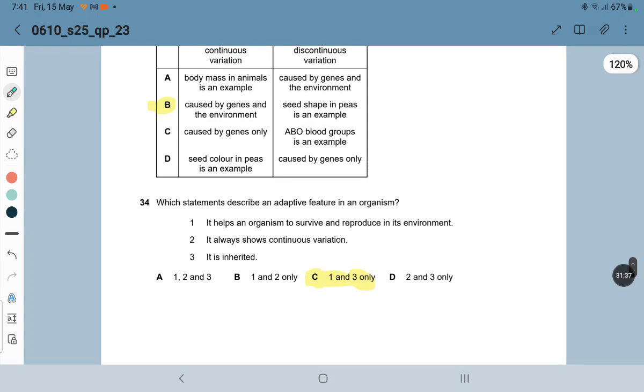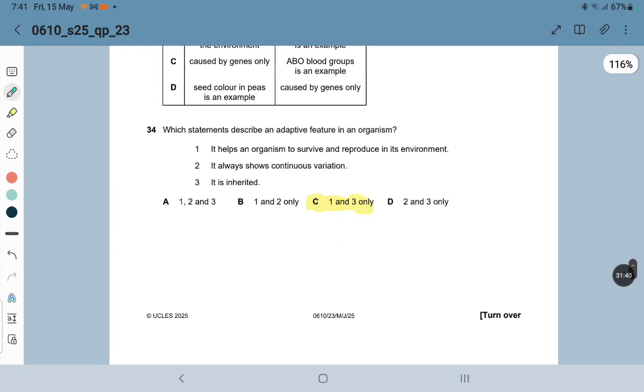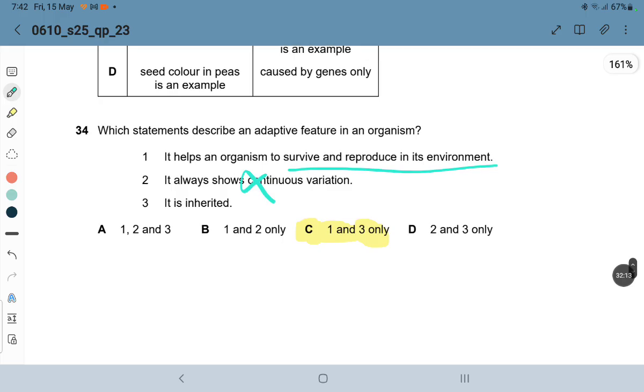Okay? Now, question 34. Which statement describes an adaptive feature in an organism? It helps an organism to survive and reproduce in its environment, of course. It always shows continuous variation. No, not always. Actually, it does not show continuous variation. For example, a penguin can have an adaptive feature of diving into deep water to catch fish and shrimps to eat and to survive on. Of course, it's not continuous, it's not increasing its depth. It cannot dive to 1,000 meters underwater. This is not going to occur. It only has specific limits for it to dive into the water.